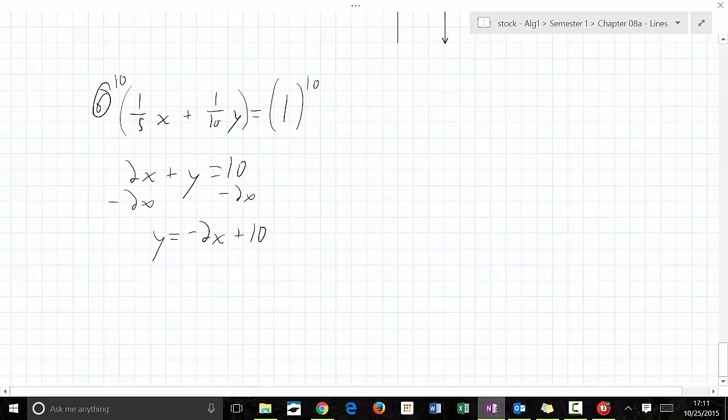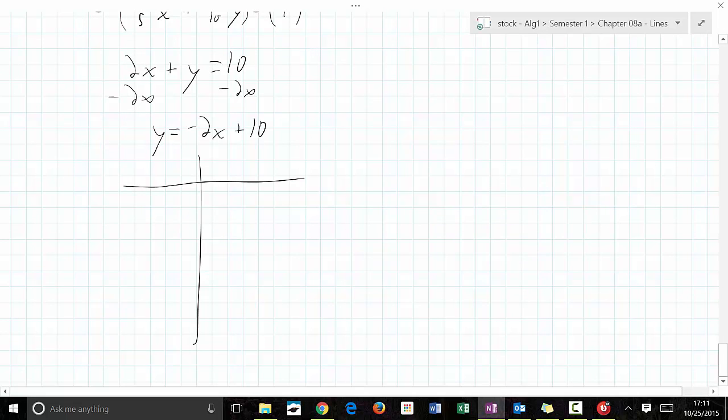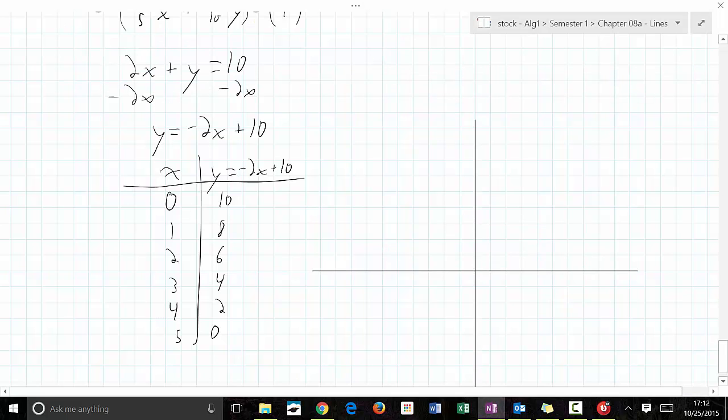And then I go to t-chart, x, y equals negative 2x plus 10, and I just plug in some numbers. Let's plug in 0, I get 10. Plug in 1, I get 8. 2, I get 6. 3, I get 4. You can see a pattern going on here. 4, I get 2. And 5, I get 0. That's plenty. You don't necessarily need to graph all of those, but if you can, you could.